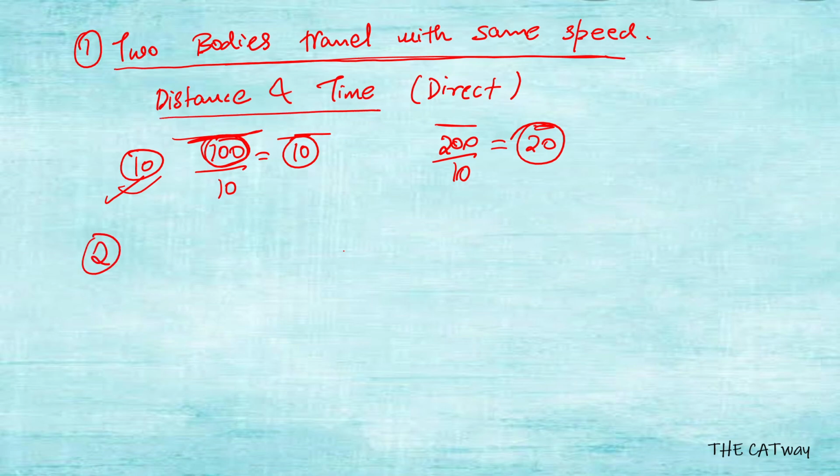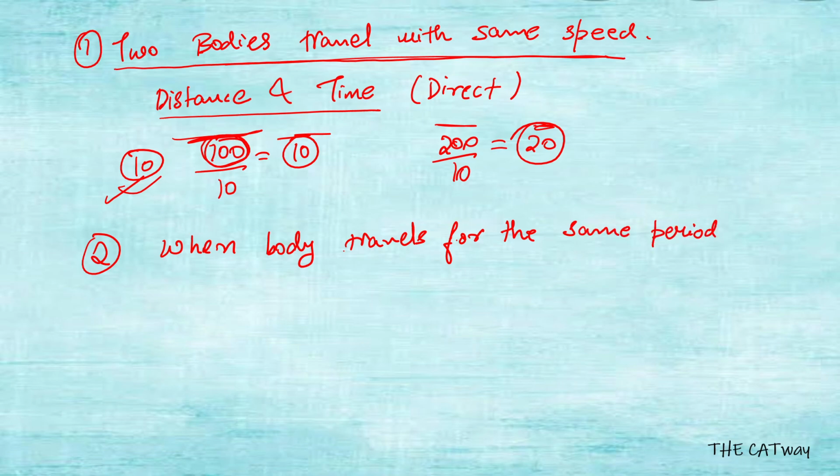Come to the second one. When bodies travel for the same period of time, then see what happens. The distance would be directly proportional to speed. Again here it will be direct.